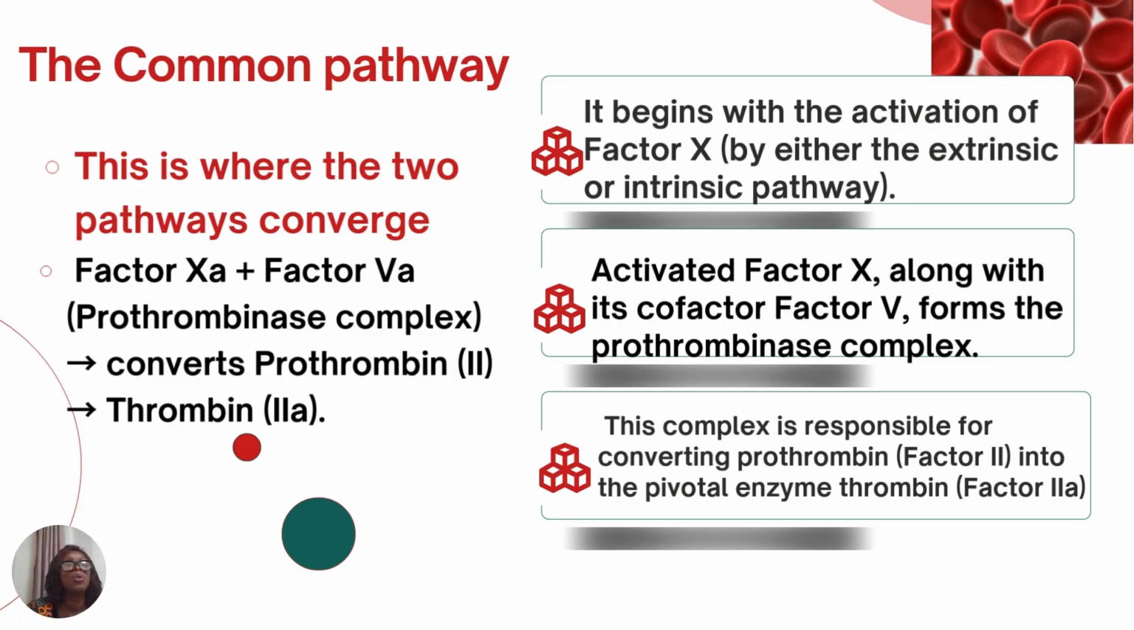a common pathway. So this common pathway begins with the activation of factor 10 by either the extrinsic or intrinsic pathway. The activated factor 10, along with its cofactor, factor 5, forms the prothrombinase complex. The activated factor 10 plus activated factor 5 forms a complex known as what? Prothrombinase complex. This prothrombinase complex is what actually goes ahead to convert prothrombin to thrombin.